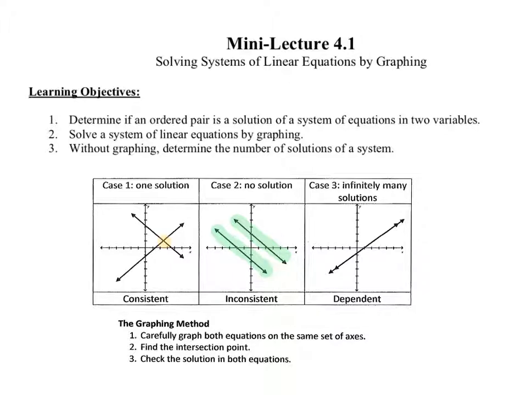And our third case is that we may have infinitely many solutions. When you graph both of those lines, they end up being identical lines, and all of the points of intersection are the infinite number of points that appear on that line. So there are infinitely many solutions, and we call that kind of system dependent. In the graphing method, we follow these three steps. We carefully graph both equations on the same set of axes, we find the intersection point, and we check the solution in both equations.